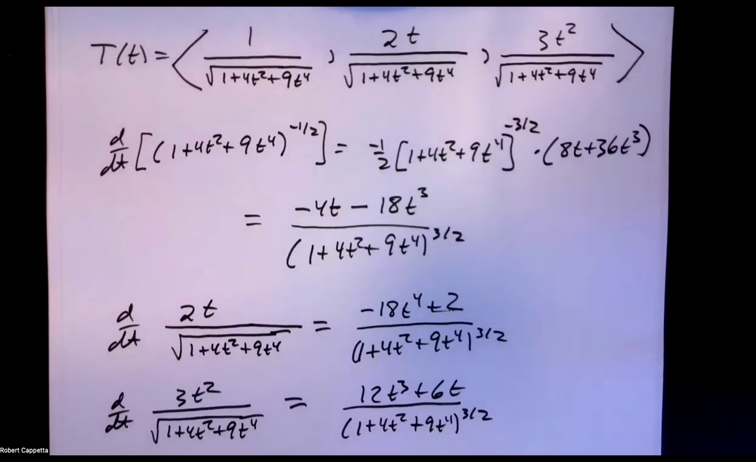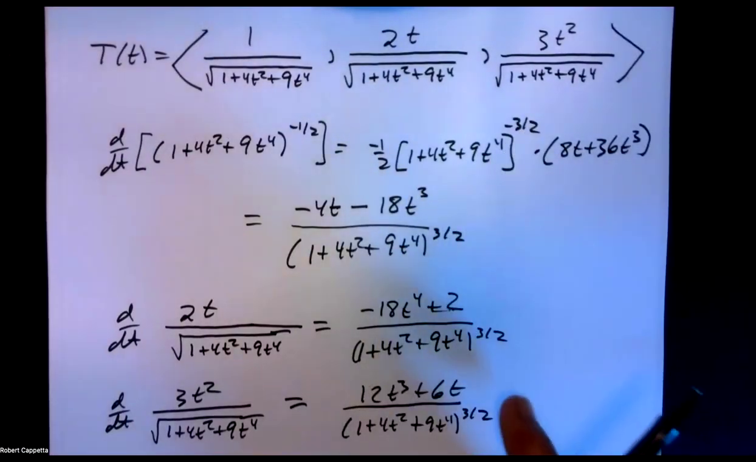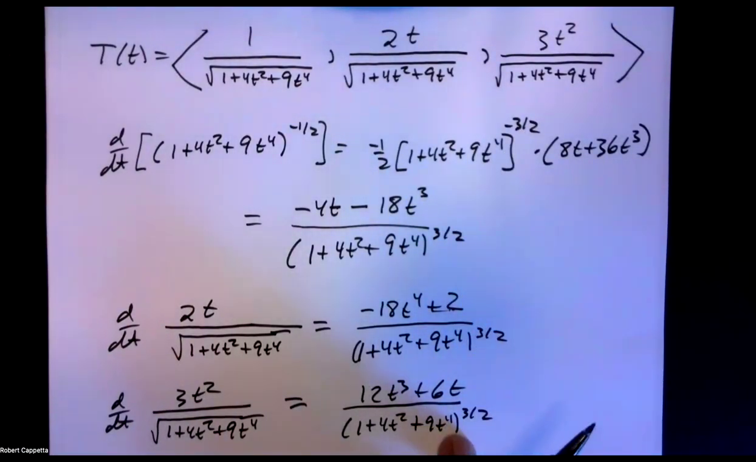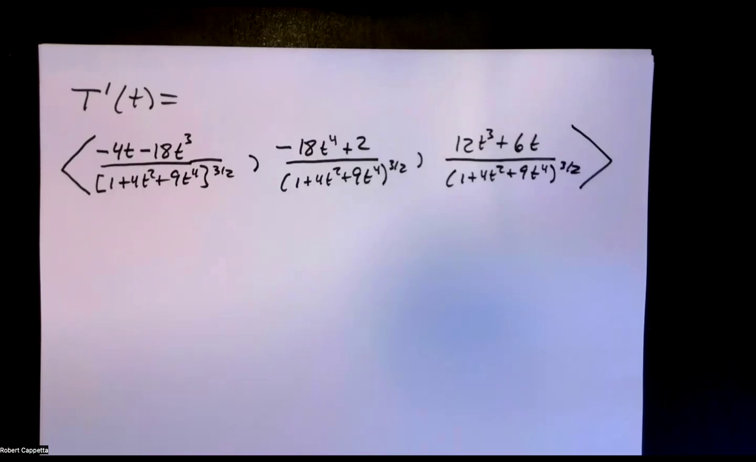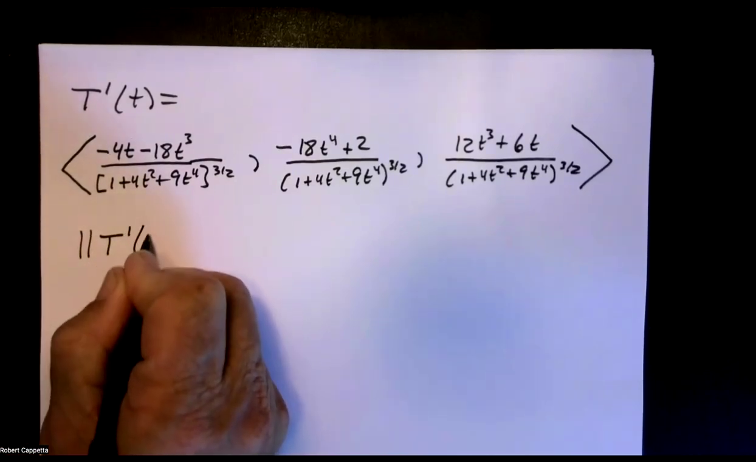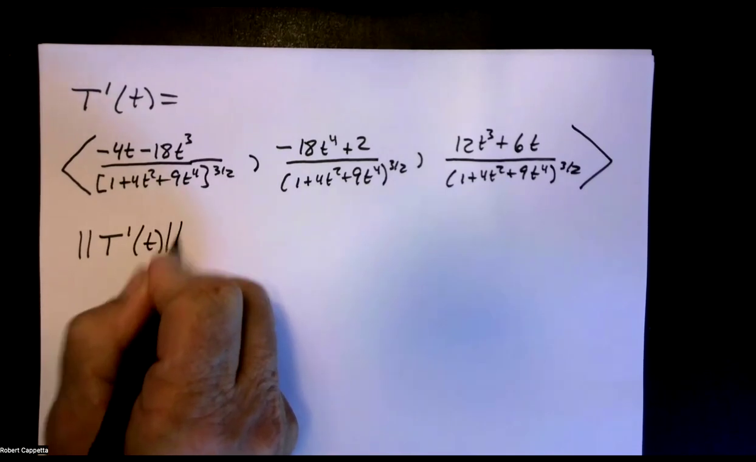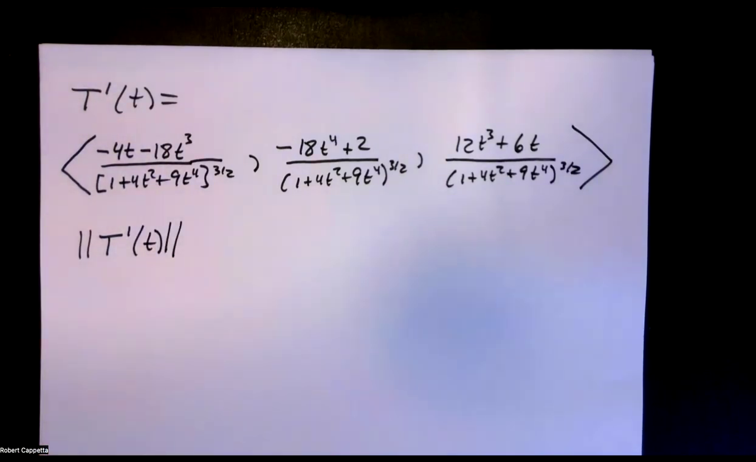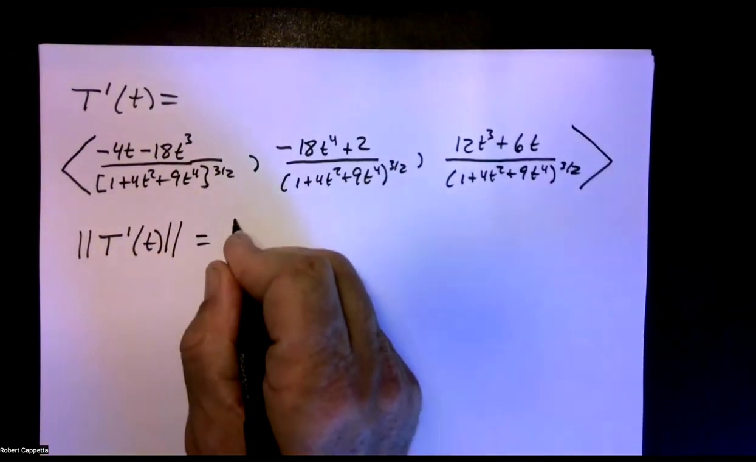So we started with T of t. We have the derivative of the first slot, the derivative of the second slot, and the derivative of the third slot, which will give me T prime of t. So let's go ahead and collect all of that stuff. So here's what T prime of t is. But I need the magnitude of T prime of t. So that is going to be the square root of T prime dot T prime.